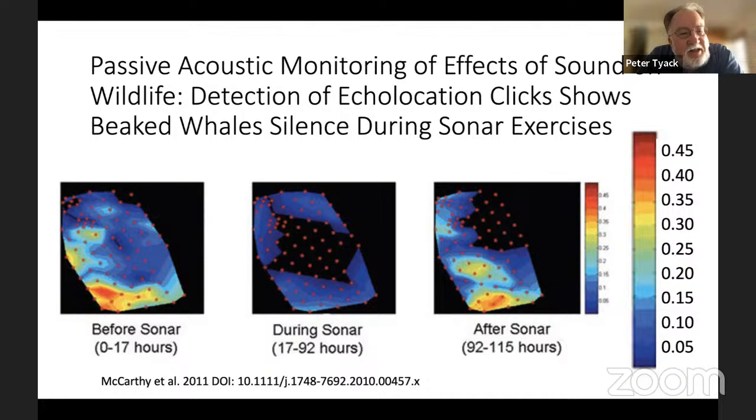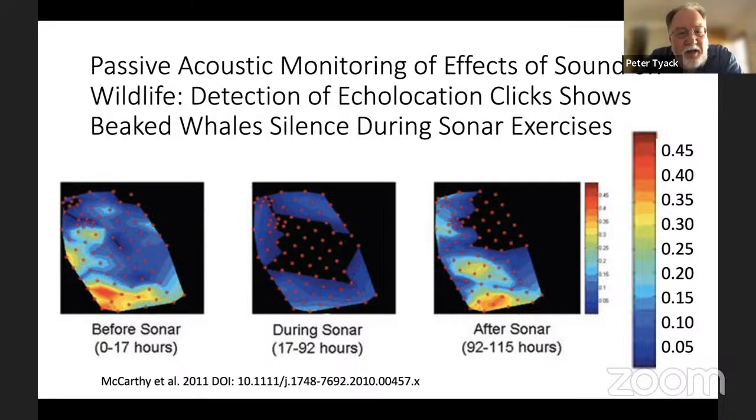These echolocation clicks can be mapped, and on the lower left, you can see the red dots show the location of underwater hydrophones, underwater acoustic sensors, in the Tongue of the Ocean in the Bahamas. And the color map shows the density of echolocation clicks produced by the foraging animals, the percentage of time in which they're detected foraging at depth before a sonar exercise.